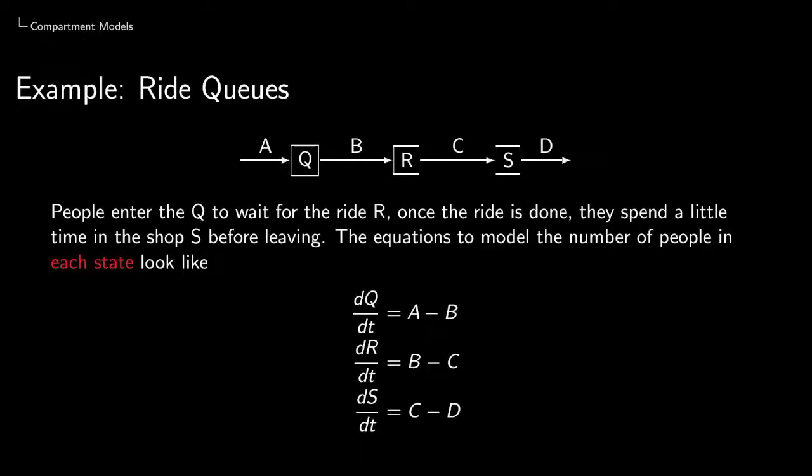So a very simple example of a compartment model is to consider the ride queue. Right, you go to some theme park, you want to board a roller coaster of some sort. You're going to start by entering a queue, and you're going to wait in that queue for some amount of time, right? And that time you're going to wait is going to depend on some process. And then once that process is over, you're going to board the ride, ride the ride.